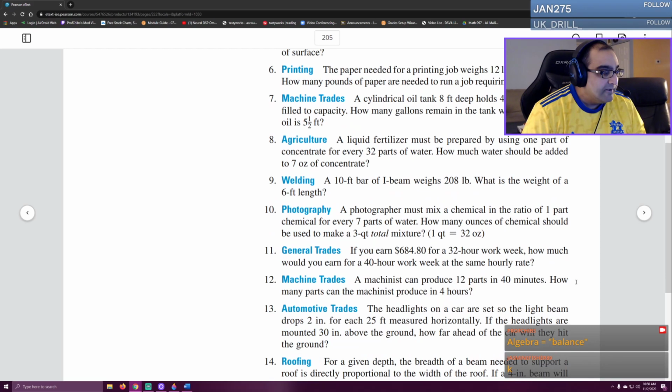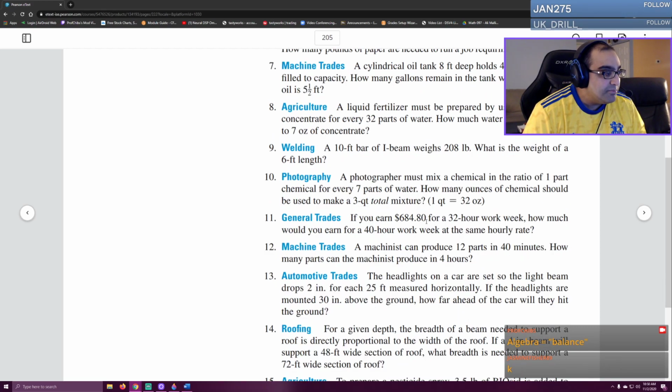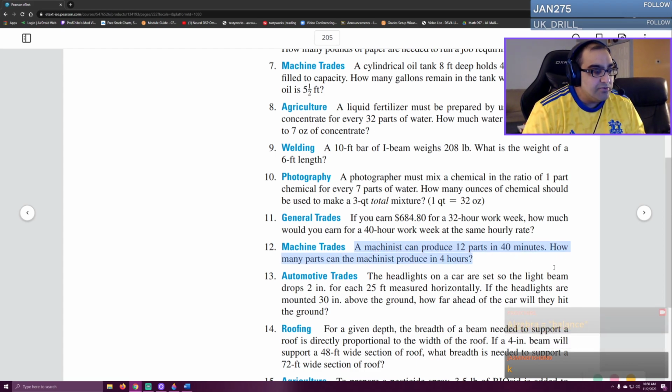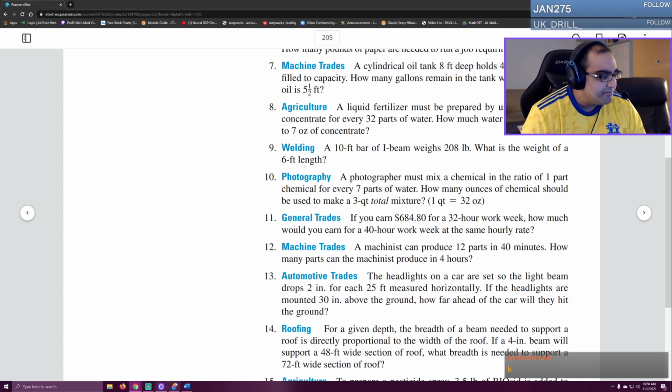All right, so let's look at number 12. Yes, number 12. Number 12 says a machinist can produce 12 parts in 40 minutes. How many parts can the machinist produce in 4 hours? Okay, so how do we set this up here? How do we set up this particular proportion? What should we do?